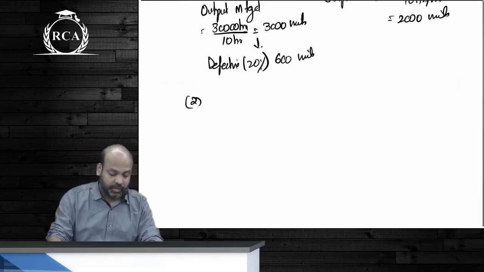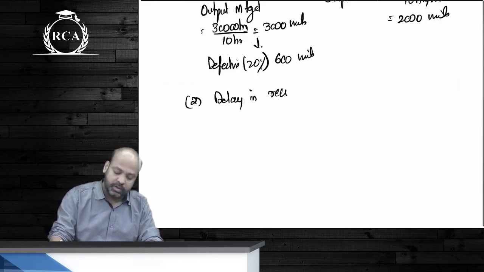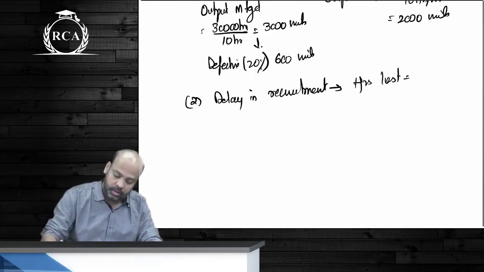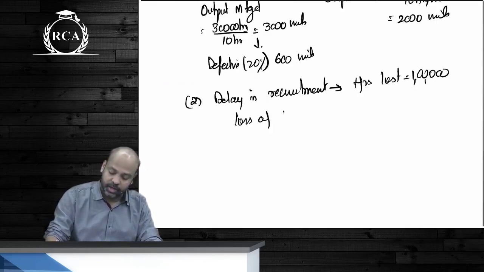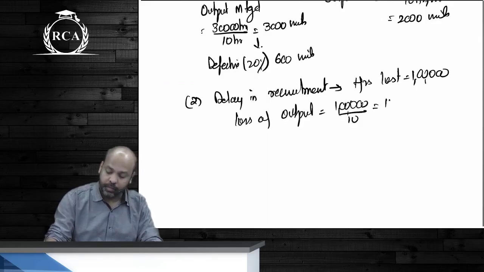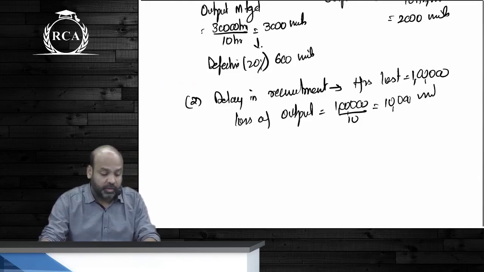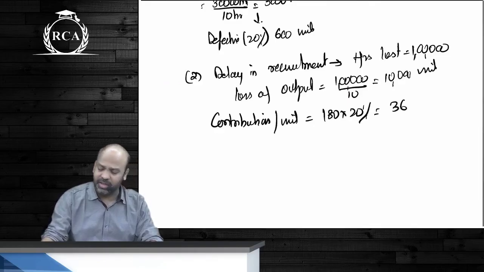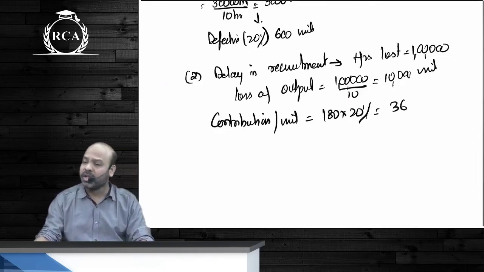Second point, what it says. Third point, delay in recruitment के वजह से guys. What are the number of hours lost? Due to delay in recruitment, hours lost is 1 lakh. Loss of output here would be, smart guys, 1 lakh divided by 10, that is 10,000 units. The question tells us what is the amount of contribution per unit. Kitna contribution per unit? 180 rupees into 20%, 36. You can write revenue, and then multiply number of units with contribution per unit.